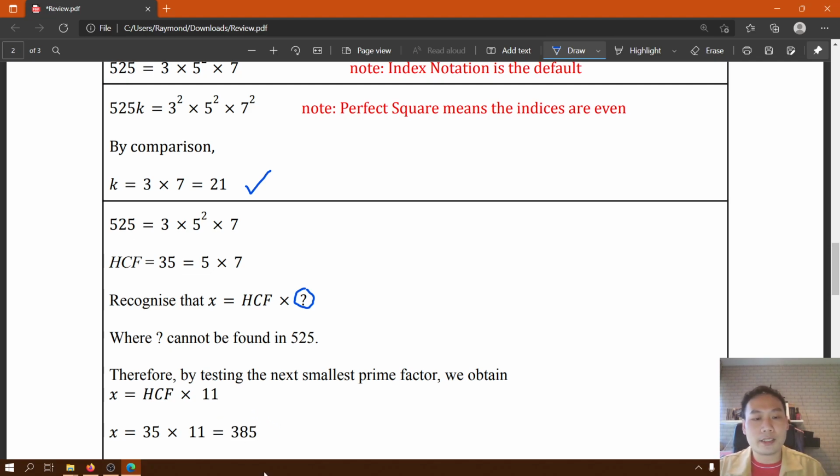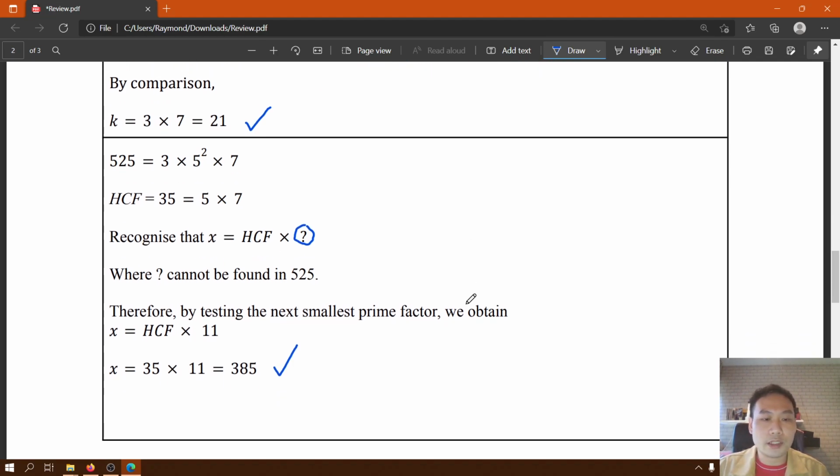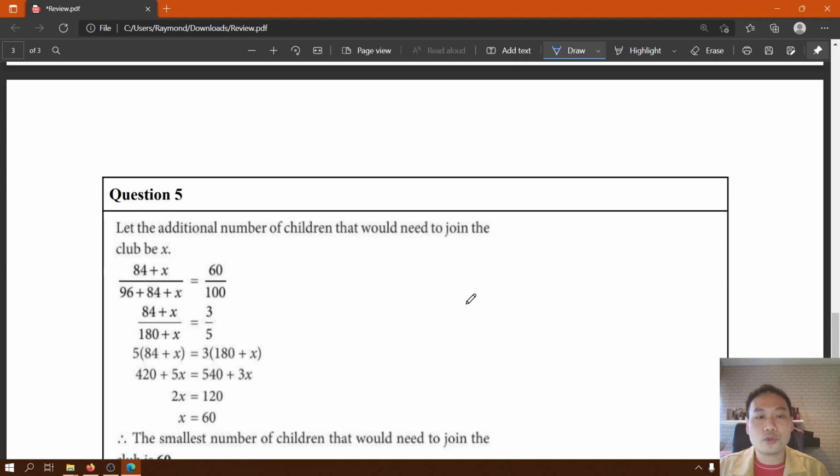We can test it back and find the HCF of 385 with 525 and realize that, hey, it's 35. So it's great. So this should be correct, right? This is fine. Okay, so this is the question number 4. Now moving on to question number 5.